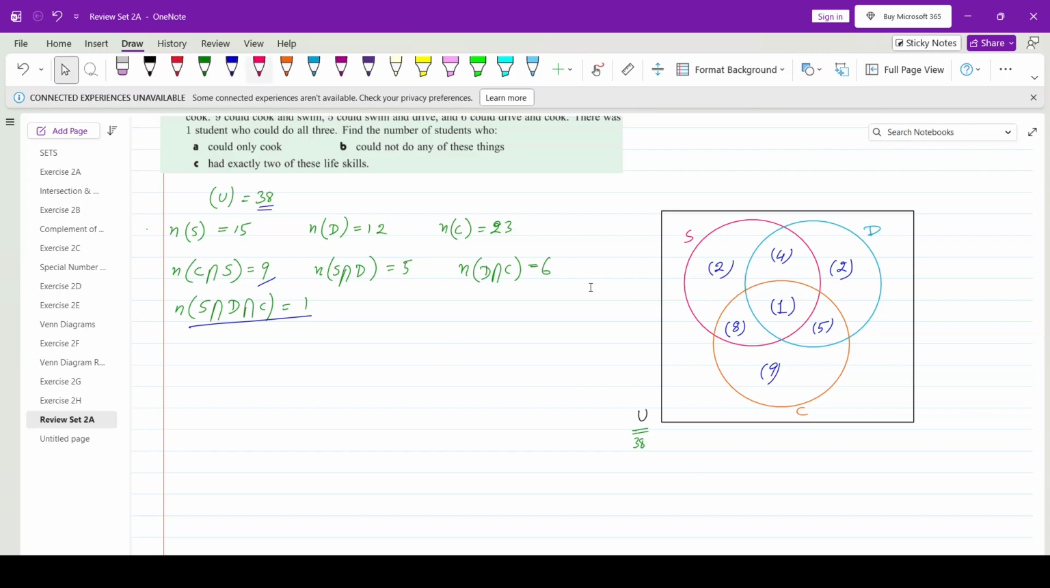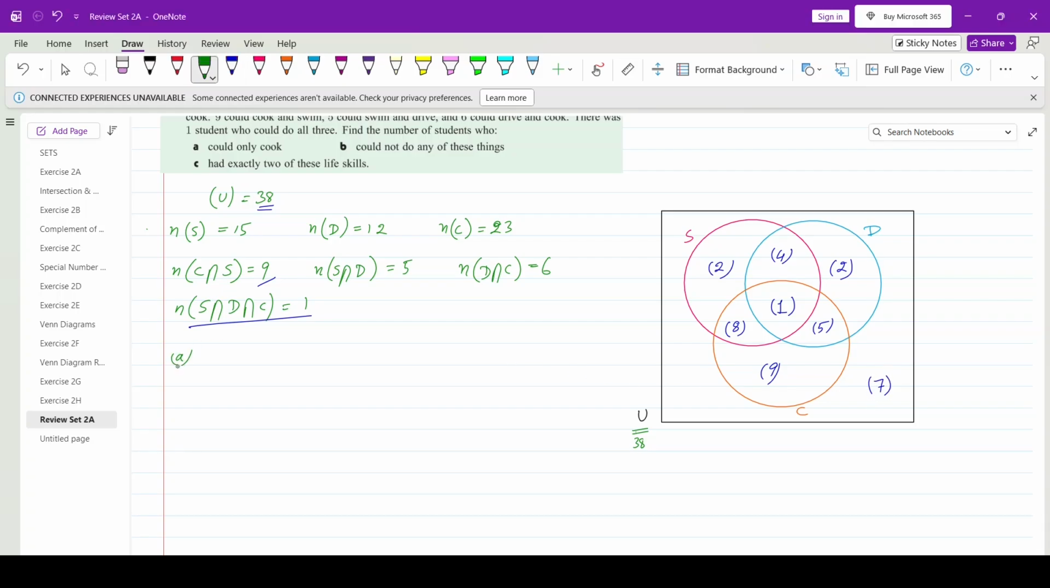Now we know there are 38 elements in the universal set, out of which we have already considered all these. So what is the sum of all these? 2 plus 4, 6, plus 2, 8, 8 plus 8, 16, 16 plus 5, 21, plus 9, 30, plus 1, 31. So we have already considered 31 out of 38. The remaining 7 is going to come here.